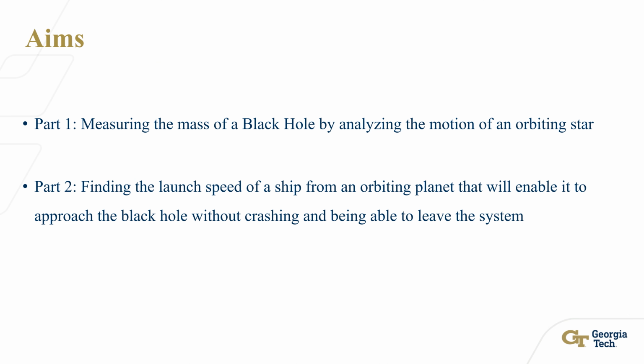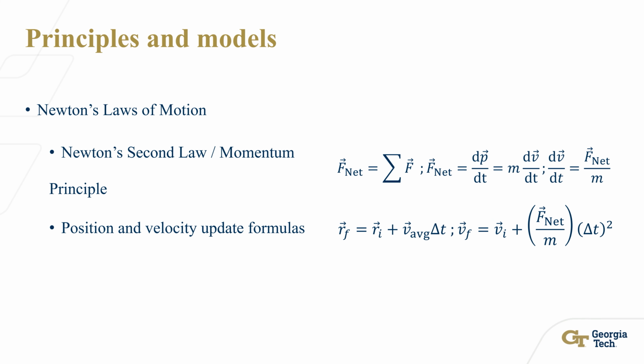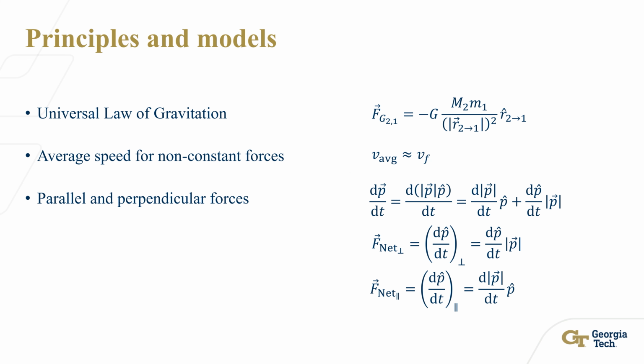The lab covers the motion of an orbiting star and finding the launch speed of a ship from an orbiting planet that will enable it to approach the black hole without crashing and be able to leave the system. The physical principles relevant to this lab are Newton's laws of motion, including Newton's second law and the position and velocity update formulas, the universal law of gravitation, the average speed for non-constant forces, and the parallel and perpendicular forces.